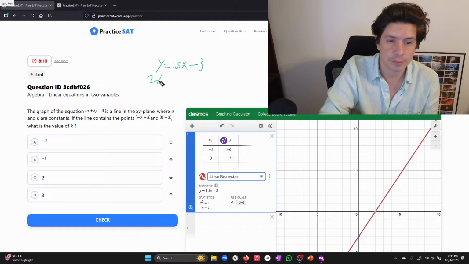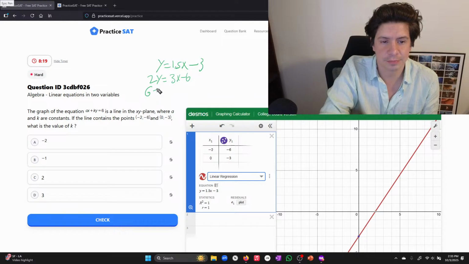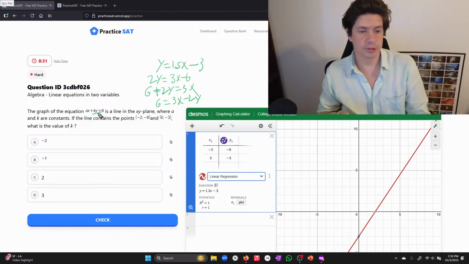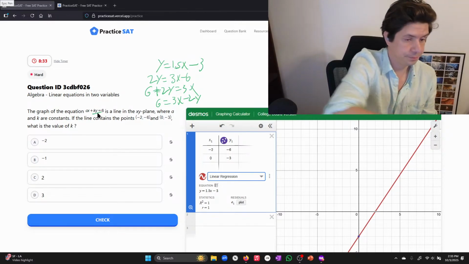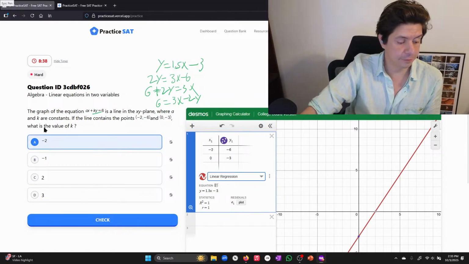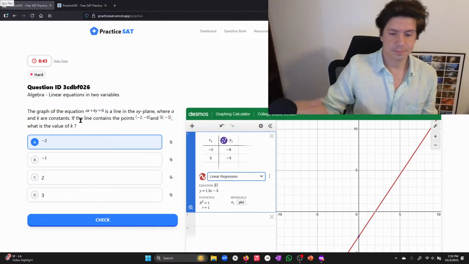We'll have whole numbers. We'll have 2y equals 3x minus 6. Then I'm going to add 6 because we have a positive 6. We'll have 6 plus 2y equals 3x. Then I'm going to subtract the 2y. 6 equals 3x minus 2y. And I'm looking for k, which is the one that's associated with y. So it's going to be negative 2. Okay, it'll be A. If anyone has questions on that, feel free to put it in the chat. Otherwise, I'll move on to the next one.